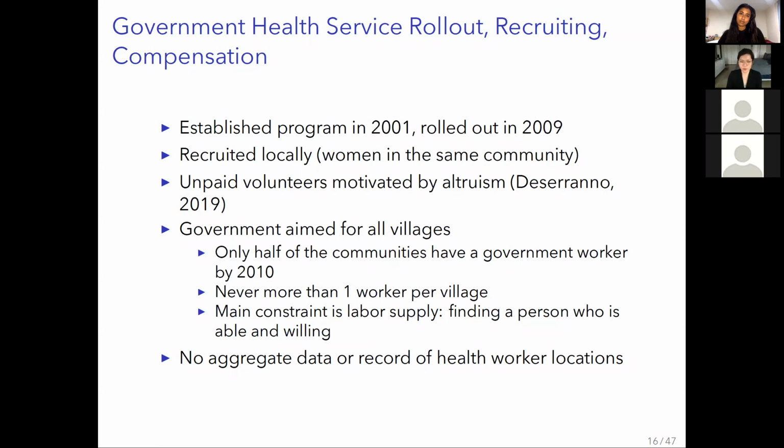Why do they want to help? Maybe it's for the ego. Maybe it's for prestige. Maybe it's just to be nice. So all of that we can think of as altruism, right? As economists.